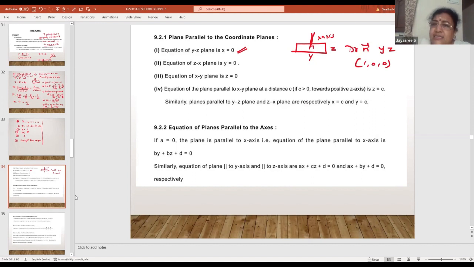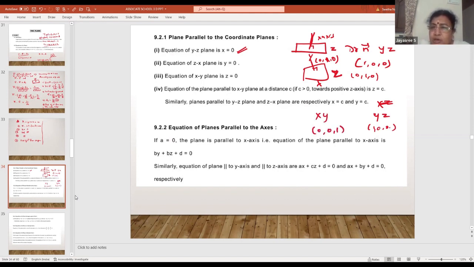Similarly, the wall on my right side, where I am writing on the board, is the XZ plane. From this wall I walk towards the door of the room. When I walk, the normal will be 0, 1, 0, along the y-axis. So the XZ plane normal is 0, 1, 0, and the YZ plane normal is 1, 0, 0. Like that, we can talk about all of these. The XY plane normal is 0, 0, 1.